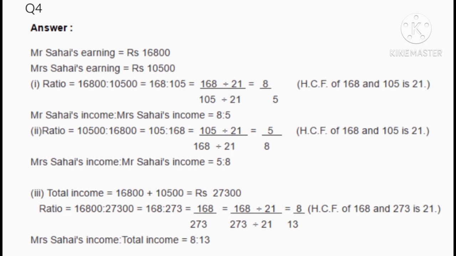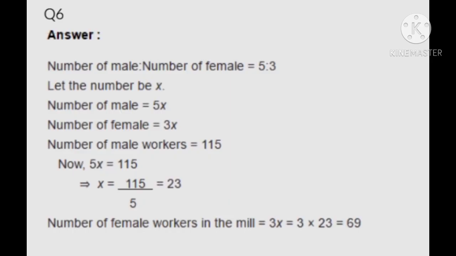The second part is Mrs. Sahai's income to her husband's income. So Mrs. Sahai's income is 10,500 and we have to compare it with Mr. Sahai's income, which is again 16,800. So it will be 5:8. Then Mr. Sahai's income to the total income of the two. So first add the total income, 16,800 plus 10,500, which is rupees 27,300. So the ratio of 16,800 and 27,300. Again we will be dividing both the numerator and the denominator by 21, which is the HCF, and we will get 8:13. Question number 5, you will do like this only.